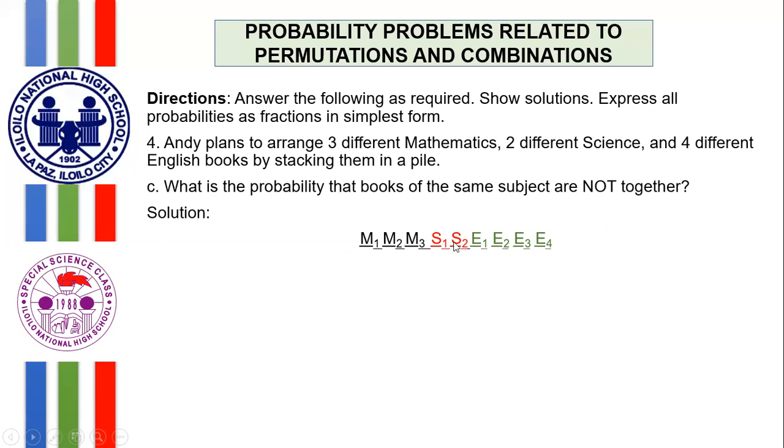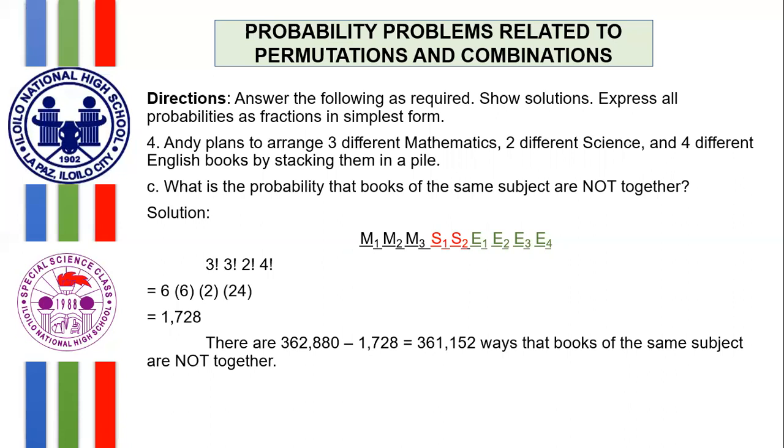This is 1, 2, 3. So our n is 3. That's why I have here my 3 factorial. These 3 math books could be arranged in 3 factorial ways among themselves. These 2 science in 2 factorial ways. And these 4 English books in 4 factorial ways. When simplified, we have 6 times 6 times 2 times the 4 factorial, which is 24. And that gives us 1,728 ways for all the books of the same subject to be together.